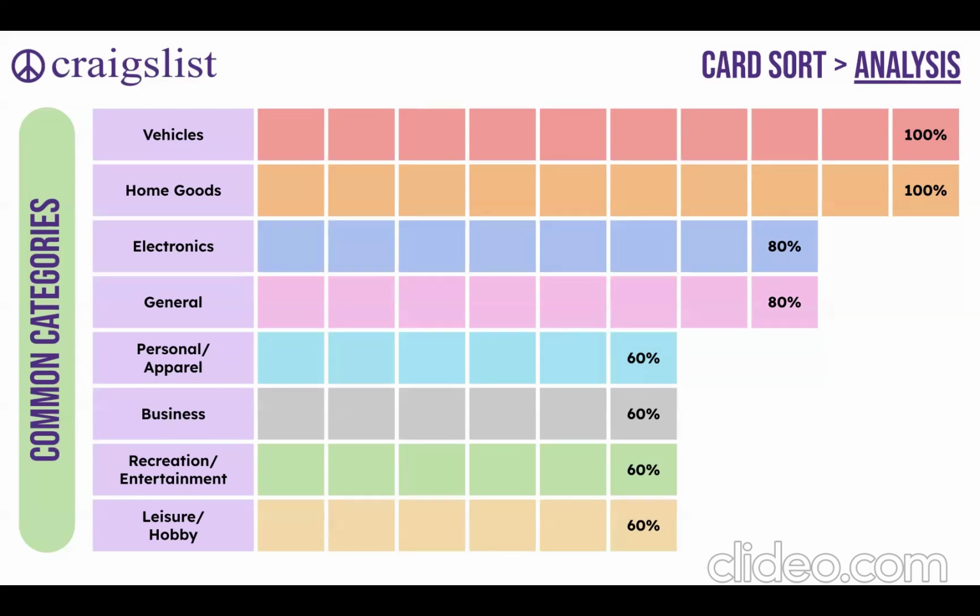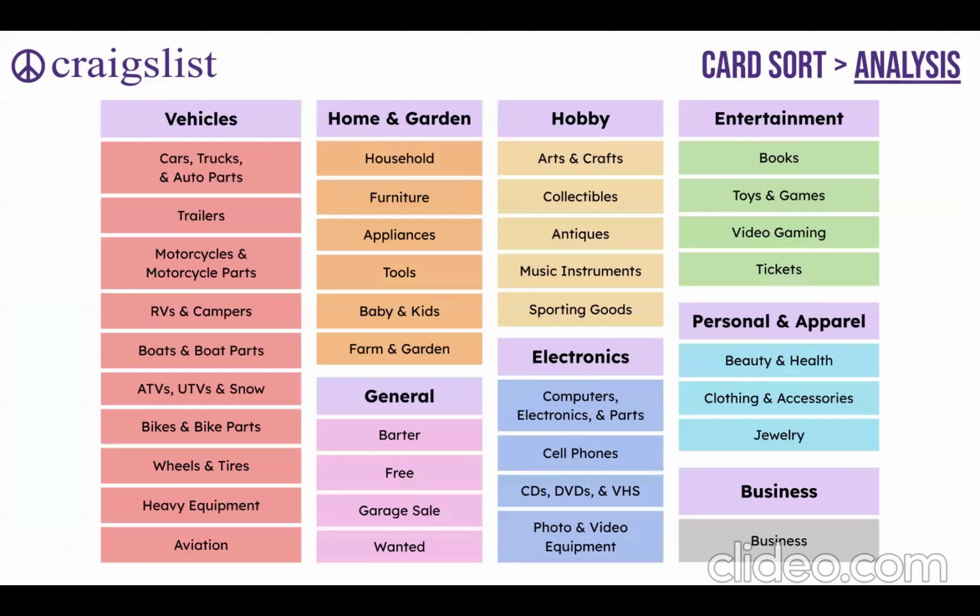Looking at these categories and what was in them, I've created these. These are my recommended categories. You'll notice there's a big vehicle section. That's where most of our users are going anyway, and where a big section of our persona is going as well.